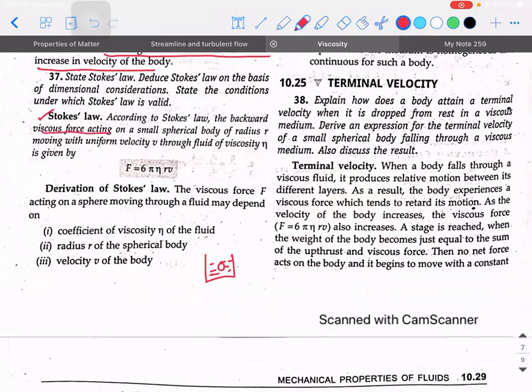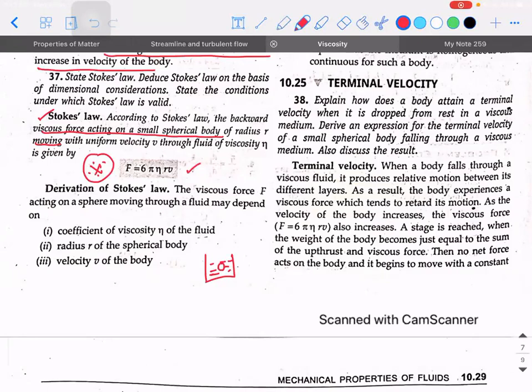The backward viscous force acting on a small spherical body of radius r, moving with a uniform velocity v through a fluid of viscosity eta, is given by F = 6πηrv. This is also derived using dimensional analysis only. This is the formula you need to remember, and this is what is called Stokes' law. The Stokes' law concept is applicable only for a spherical body. It is not applicable for any other shape.